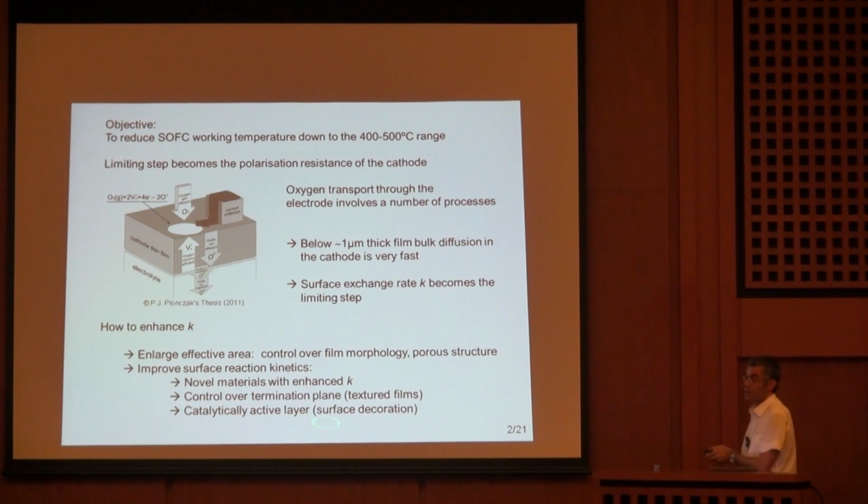But of course, you can add some other materials, like an active layer, or you can put some islands of another material, which can be catalytically active. So those are the different approaches that we are using in our research. But of course, to compare all these figures, you need to be able to measure K in a proper way. And this is also difficult because it's very surface sensitive.